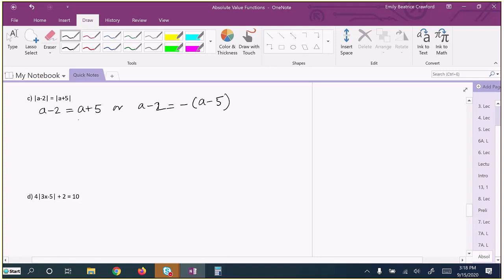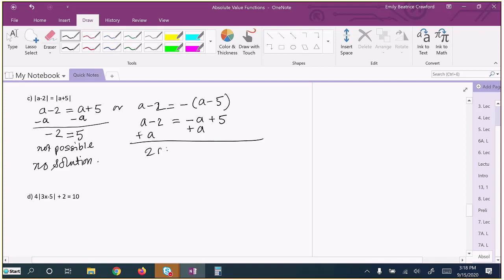For the first equation, I have to subtract a from both sides, and I will get negative 2 equal to 5, which is not possible. So this side of the equation doesn't give me any solution. So I just simply say no solution. But remember, there is one other part of the equation. For that, I'm going to first distribute the minus. So I will get a minus 2 equal to minus a plus 5. I will get the minus a to the left-hand side by adding a on both sides.